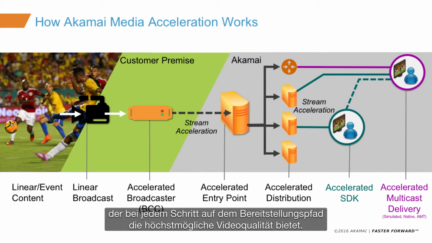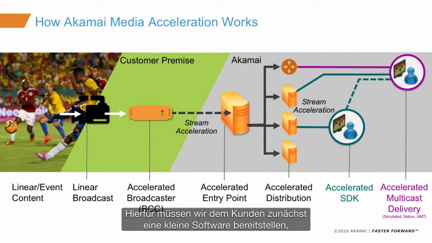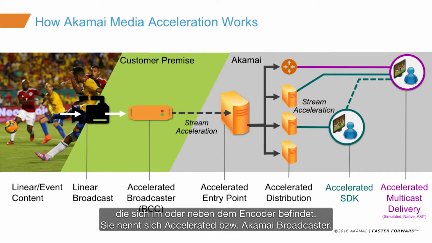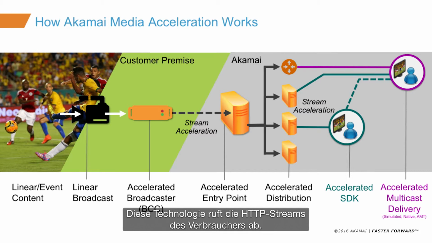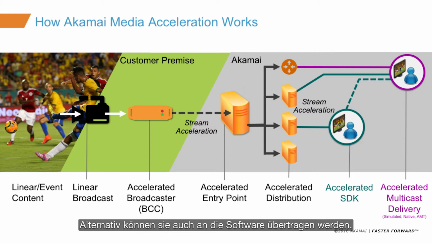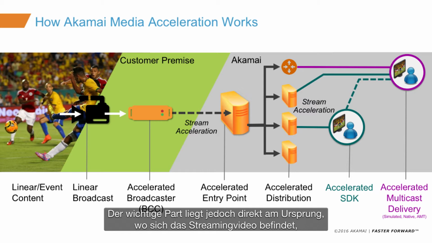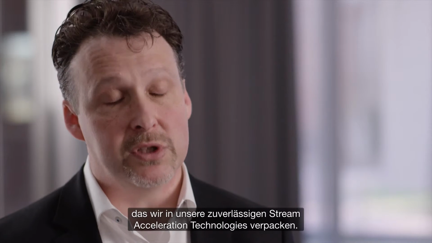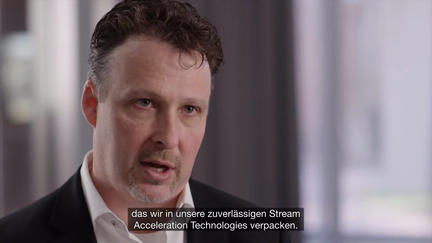in the delivery path. So the first thing that we do is we provide the customer a small piece of software that sits on or next to their encoder called the accelerated broadcaster, or the Akamai broadcaster. And this technology basically will pull the HTTP streams from the customer, or they can be pushed to it. But the important part is right there at the origin is where we get the streaming video, and we package it in our resilient stream acceleration technologies.